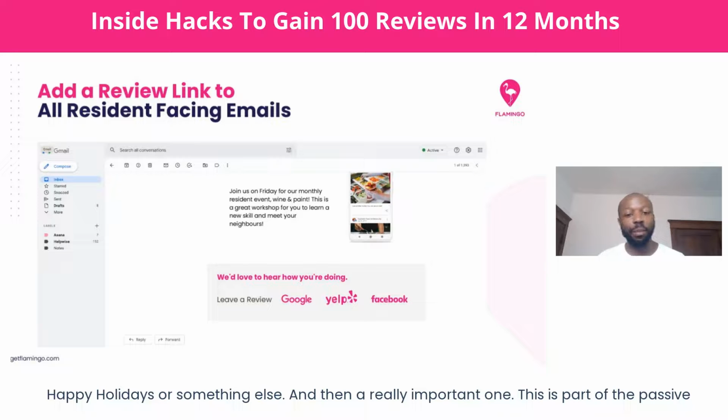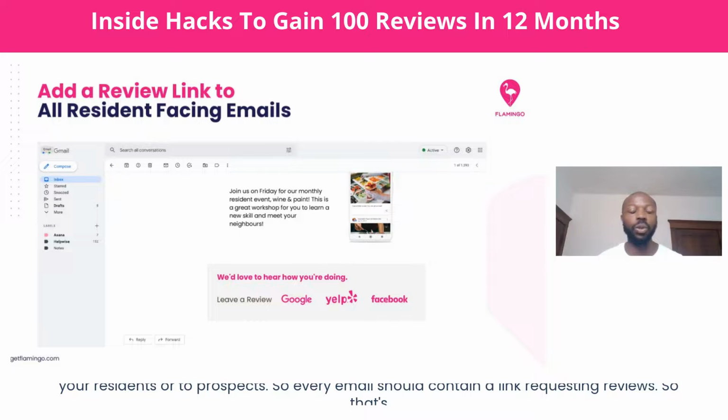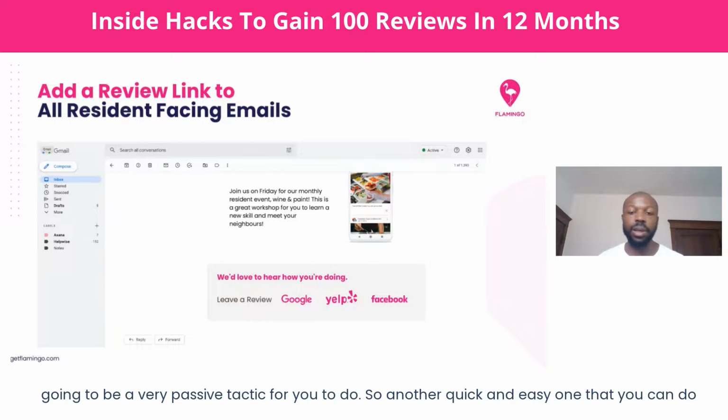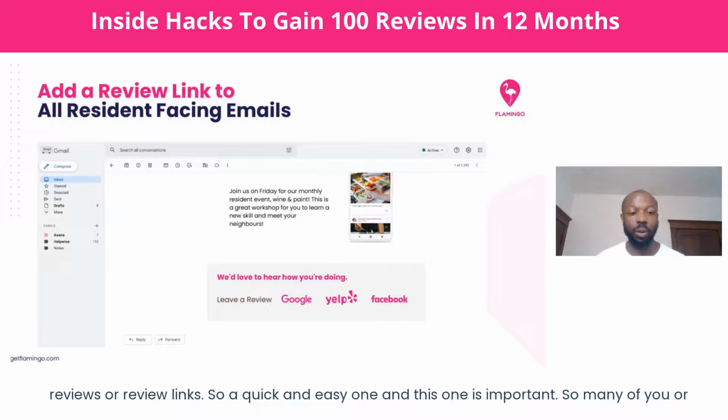And then a really important one, this is part of the passive tactics, is add a review link to all resident-facing emails. So I'm sure you all send a ton of emails to your residents or to prospects. So every email should contain a link requesting reviews. So that's going to be a very passive tactic for you to do. So another quick and easy one that you can do today. You can simply go into your email and change the email signature to include reviews or review links. So a quick and easy one.